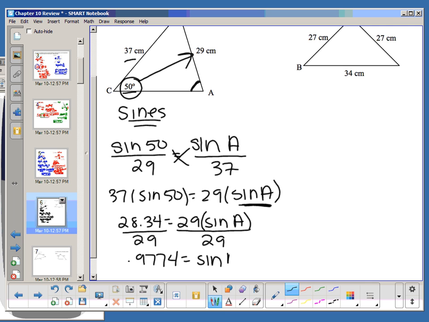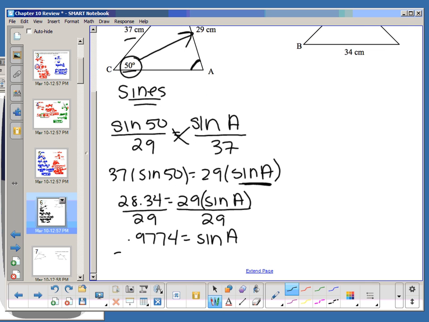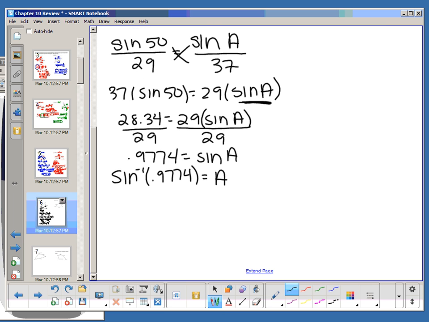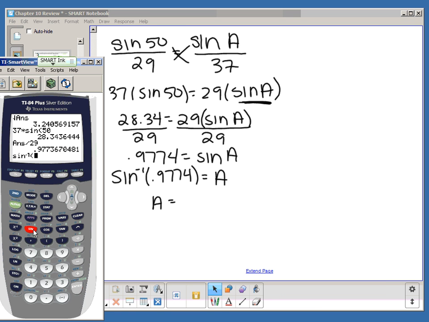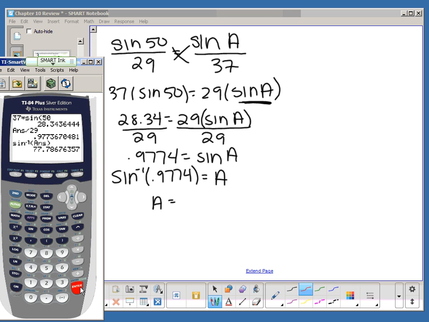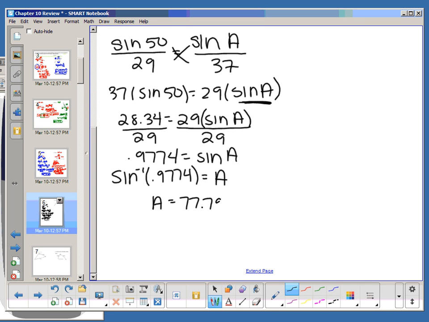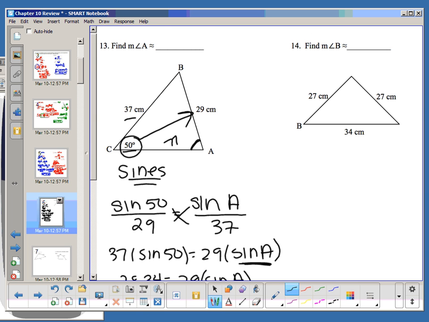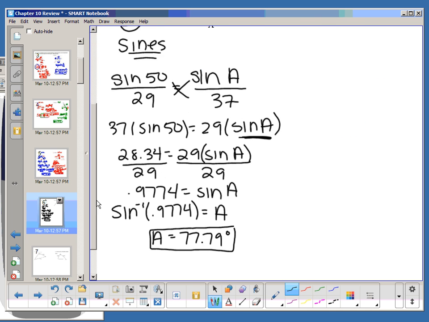And now once I have sine of A alone to solve for an angle, remember I just need to inverse. So in the end, I get A equals, let's go over here. And I'm just going to take the answer that it already gave. Oops, not the negative, the answer. And I get 77.79. And that's our degree because we found an angle. So go back up to your picture. Does it make reasonable sense? That's 77.79 degrees.